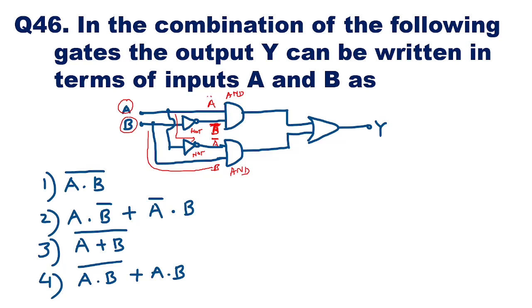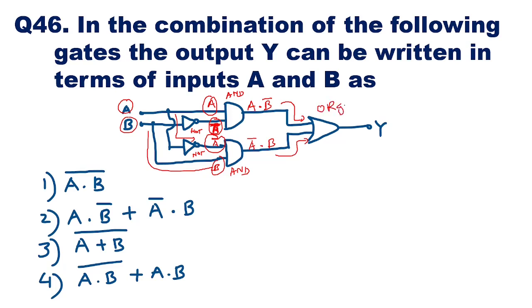So here the input is A and B bar. So for the AND gate, the output will be A into B bar. And here, if you see input A bar and B, for the AND gate, the output will be A bar into B. Now this is an input for the next gate, which is the OR gate, and this is the input for the OR gate.